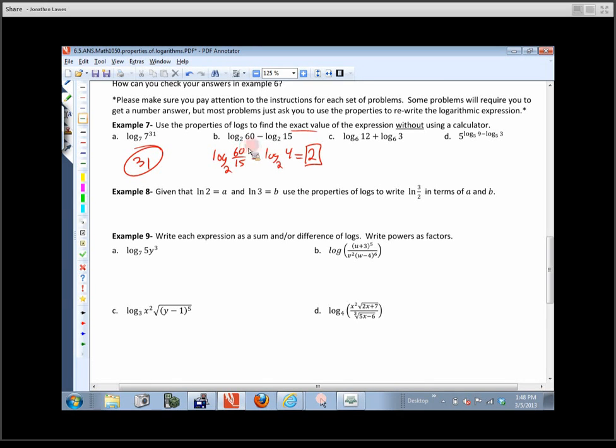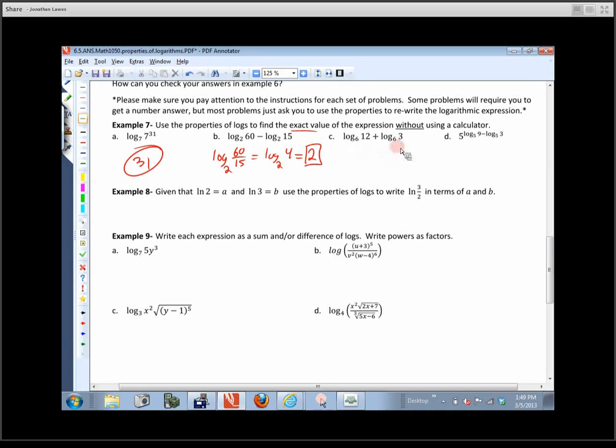2 to what power equals 60? Don't know. And neither will your parents. 2 to what power equals 15? Don't know. We could estimate that this is about 6, a little less than 6. This is a little bit less than 4. And yet, using the properties of logarithms, we know the answer is exactly 2. Okay? Pretty cool that you can keep track of all that stuff in your head.